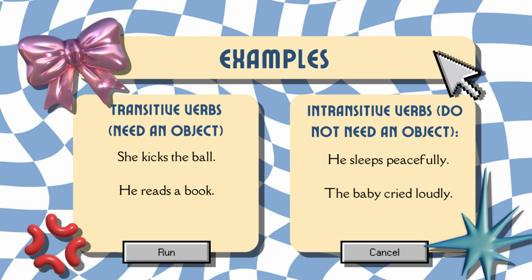Next, intransitive verbs are verbs that do not need an object. For example, he sleeps peacefully or the baby cried loudly. For the first sentence, he sleeps peacefully, the verb is sleeps. So there is no object in the sentence. And in the next, the baby cried loudly, the verb is cried and there is no object in the sentence as well.